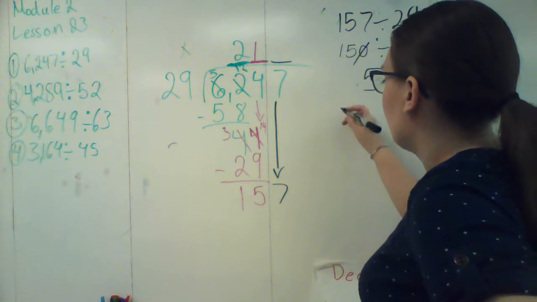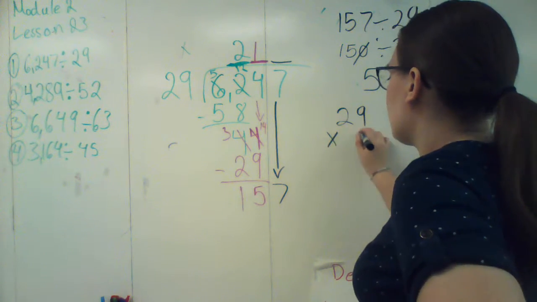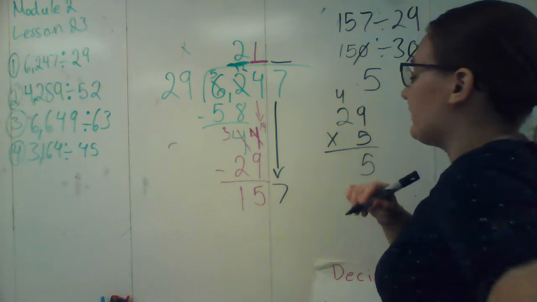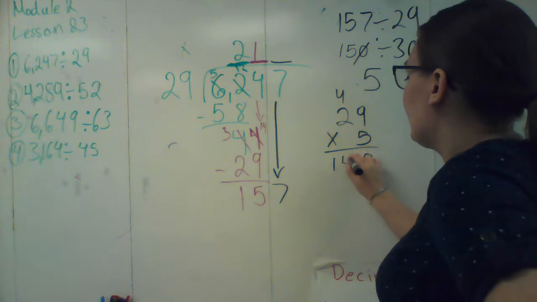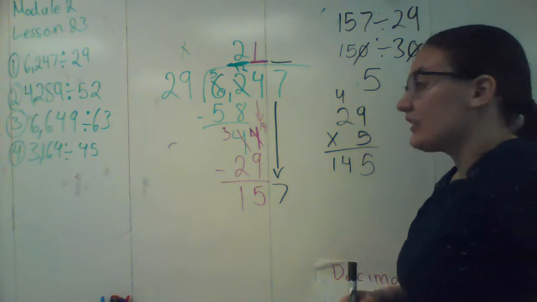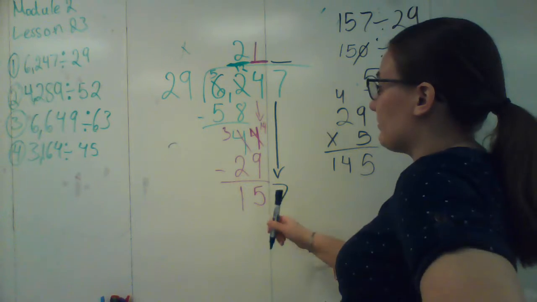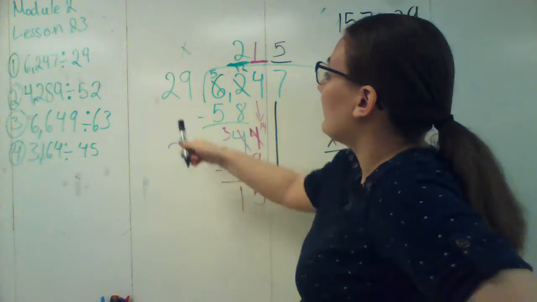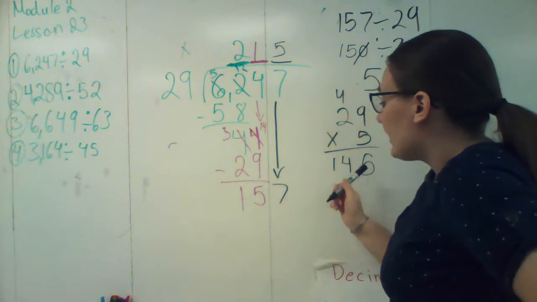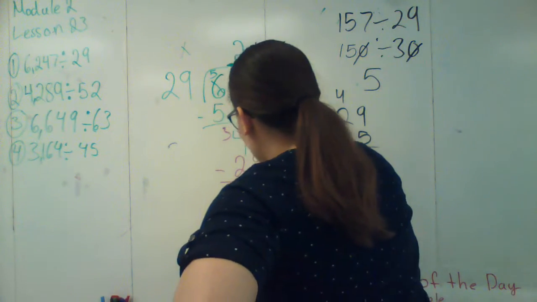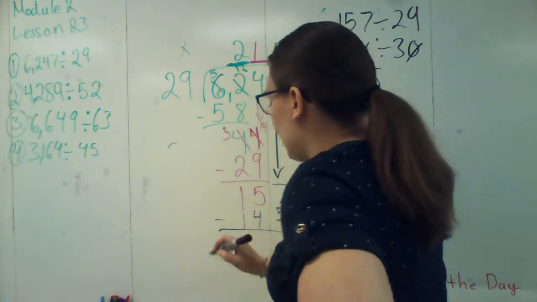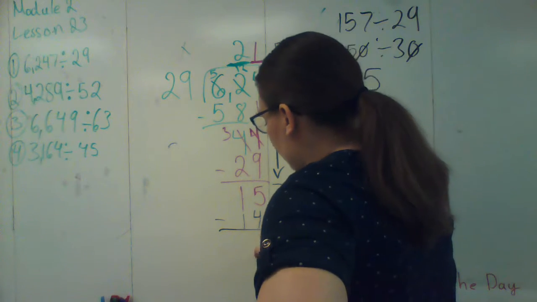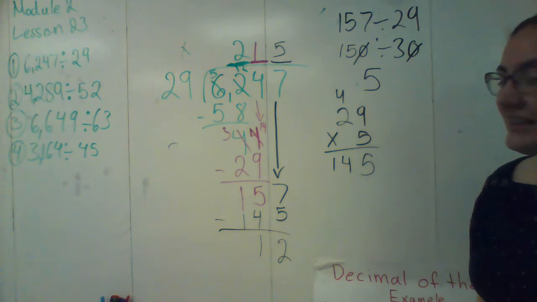So let's try that. 29 times 5. 9 times 5 is 45. And 2 times 5 is 10. 10 plus 4 is 14, so 145. So that's probably as big as it's going to get, and about how close I can possibly get. So I'm going to put a 5 up here, and then I'm going to say 29 times 5 is 145. And then I will go ahead and subtract. So 7 minus 5 is 2. 5 minus 4 is 1. And then 1 minus 1 is 0.